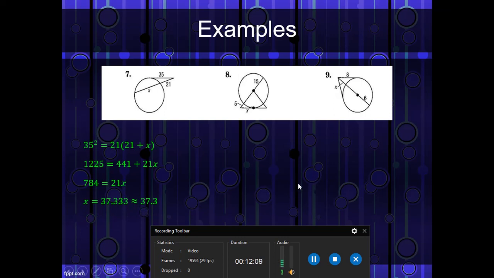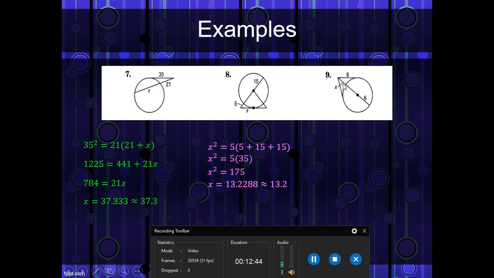In number 8, the diagram looks a little strange. This little piece that is represented by x is a tangent. This other section is 5. From the center to the circle, this is also a radius. This piece is also 15. So be careful. I want to square my tangent piece, and then it's the external 5 times the whole secant. So combining like terms and multiplying, the square root of 175 is rounded to 3.2.